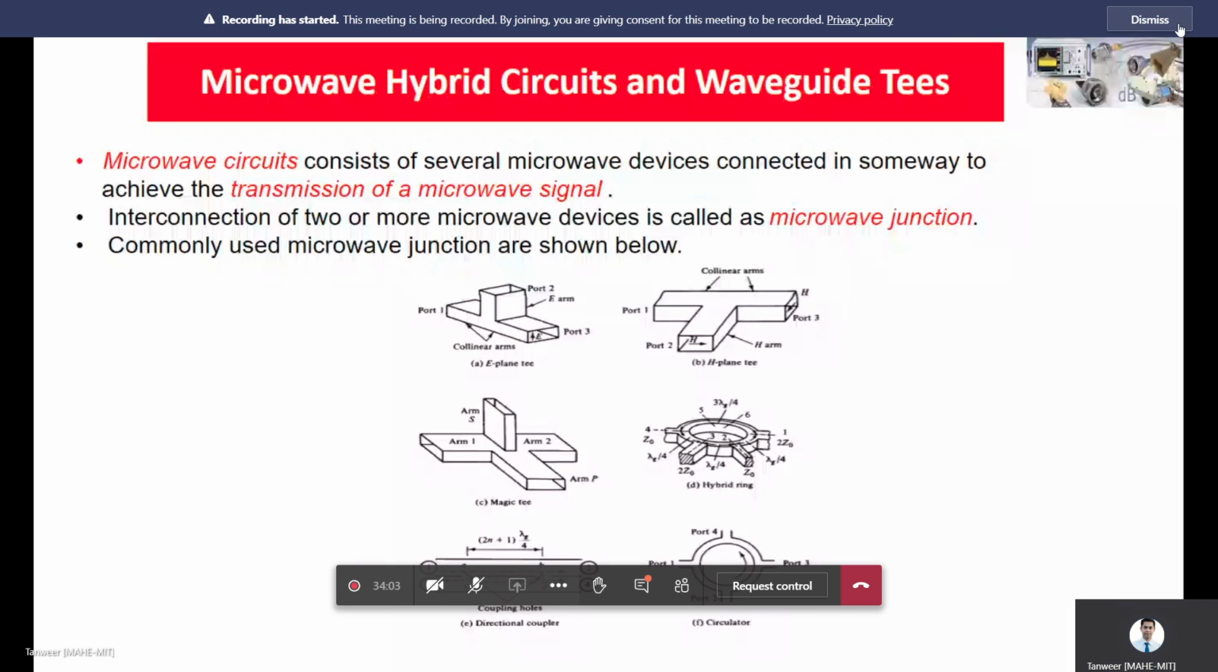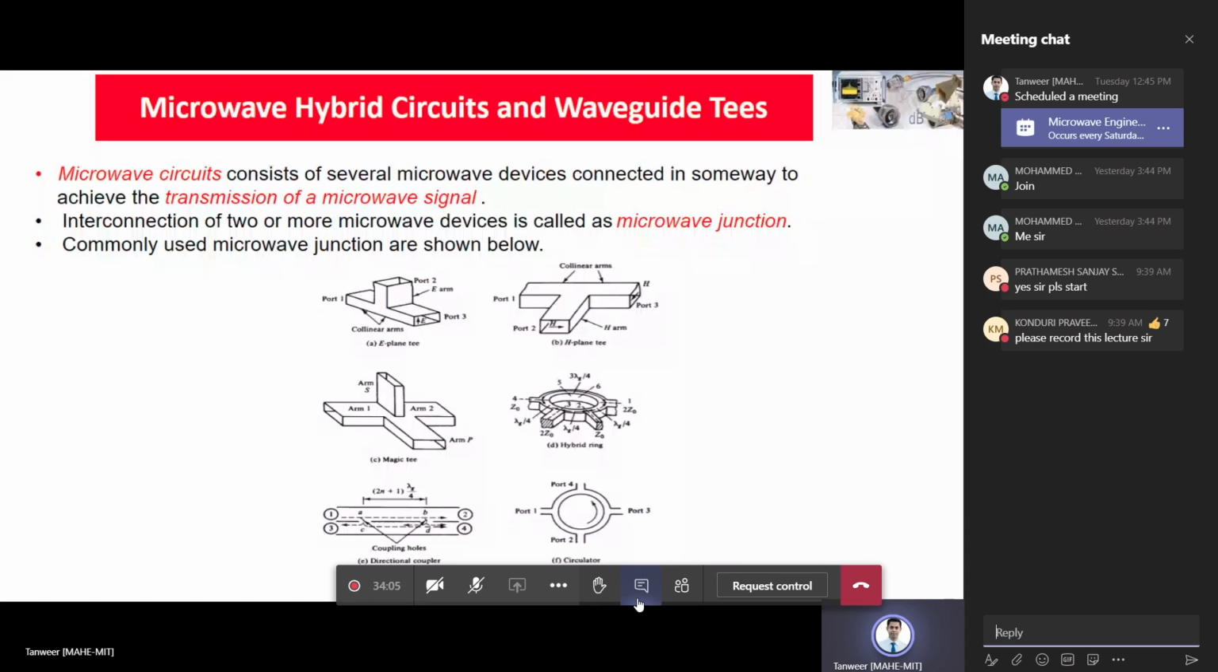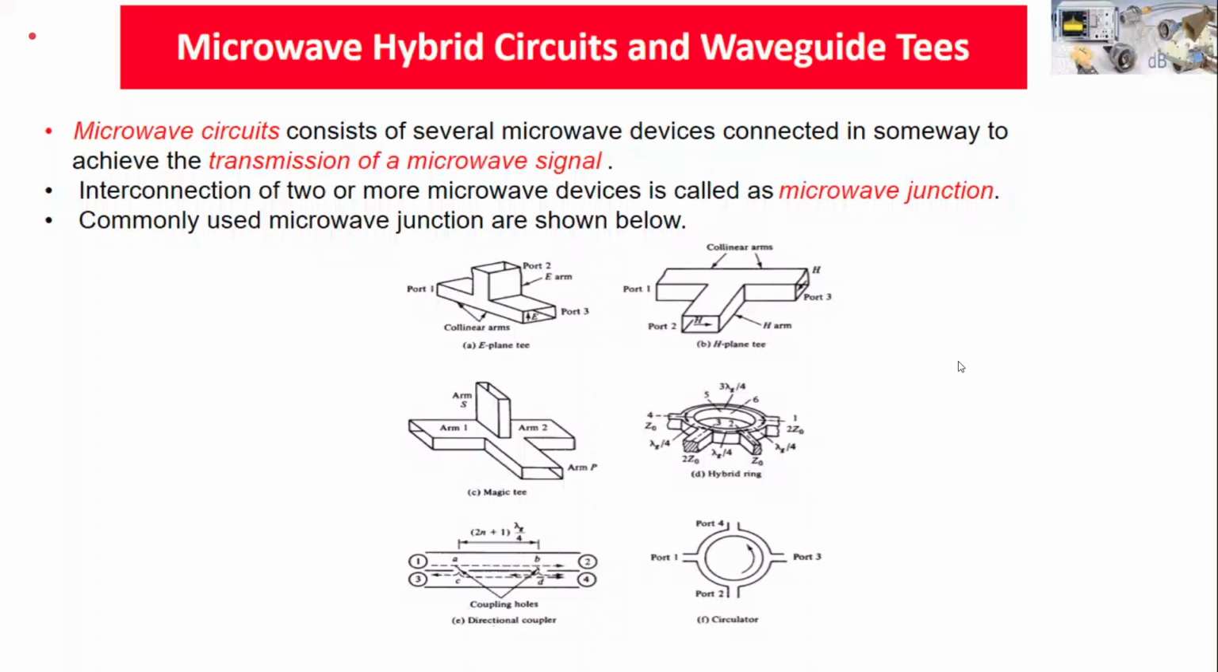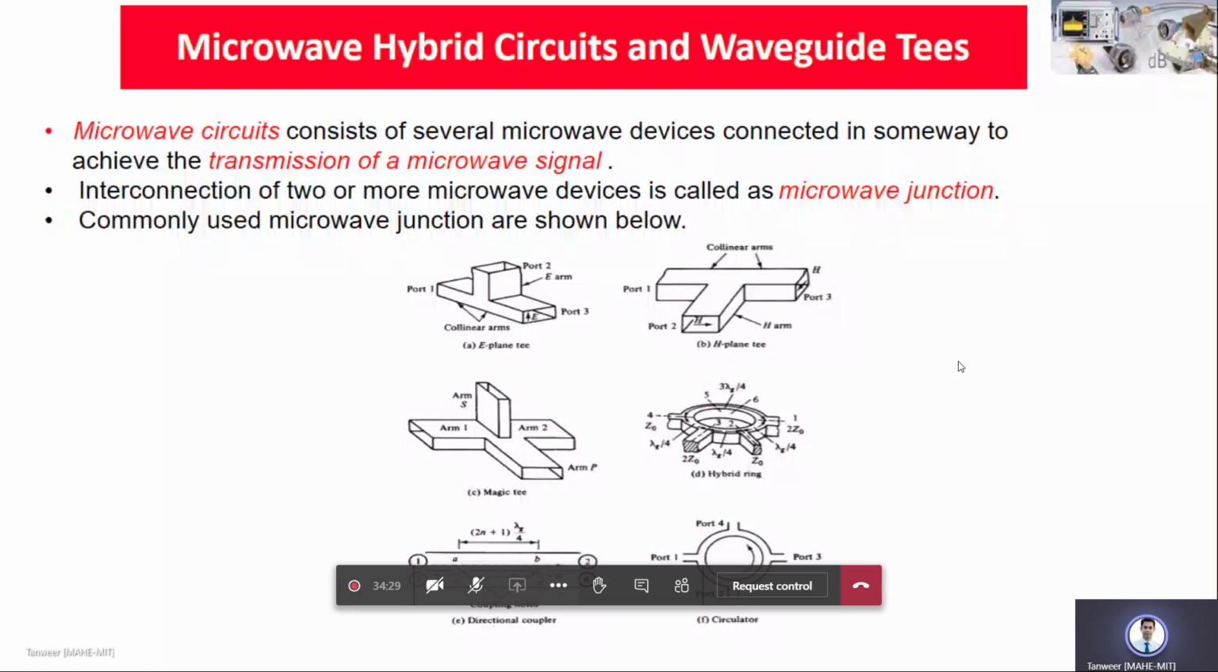So microwave circuits consist of several microwave devices which are connected in some or the other manner to achieve the transmission of a microwave signal, as I told. And these microwave circuits are made up of different microwave components that you will be studying further. And all these microwave circuits are provided power with the microwave source, again which you will study in further classes, like klystron, magnetron, all those things.